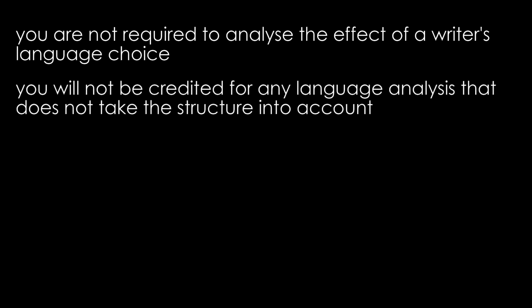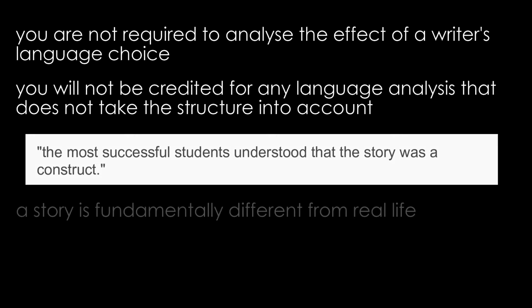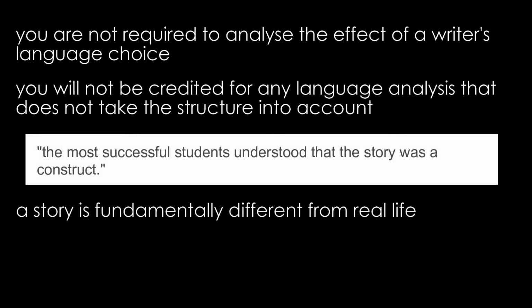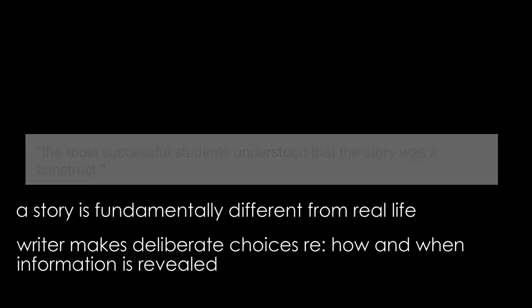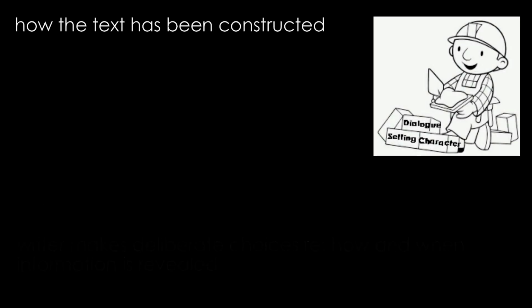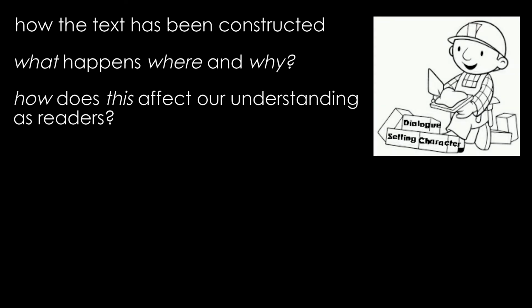The AQA guidance states that the most successful students understood that the story was a construct. This means that you need to show your awareness that a story is fundamentally different from real life in that the writer has made deliberate choices with regard to how and when information is revealed to the reader. What you are required to do is to look at how the text has been constructed, or how the structural features of the text fit together. To put it more simply, what happens where and why, and how this affects our understanding as readers.